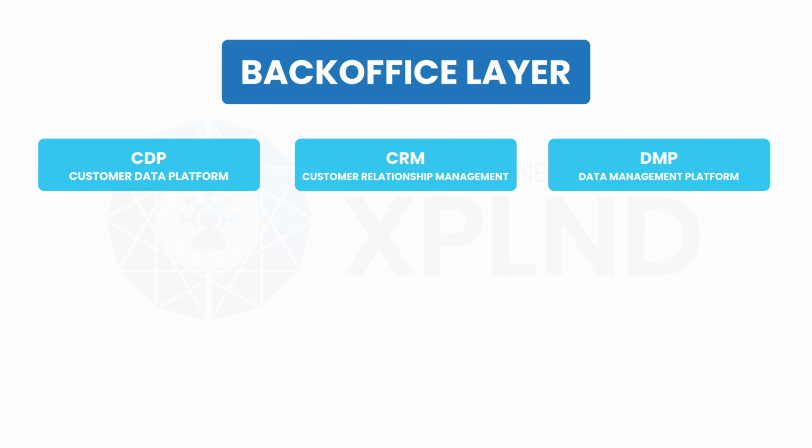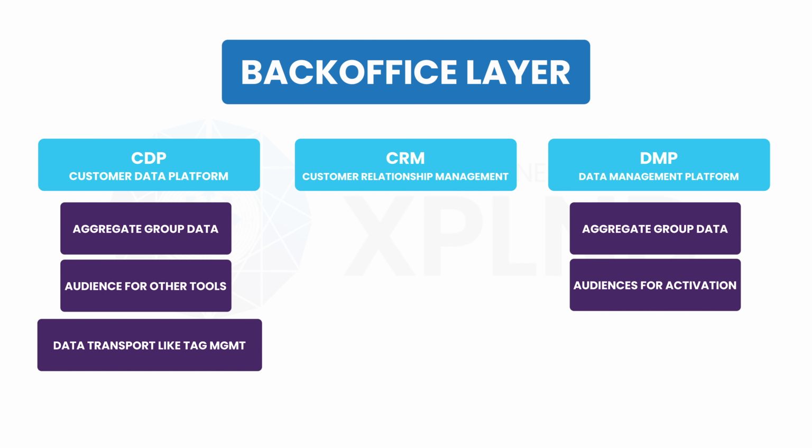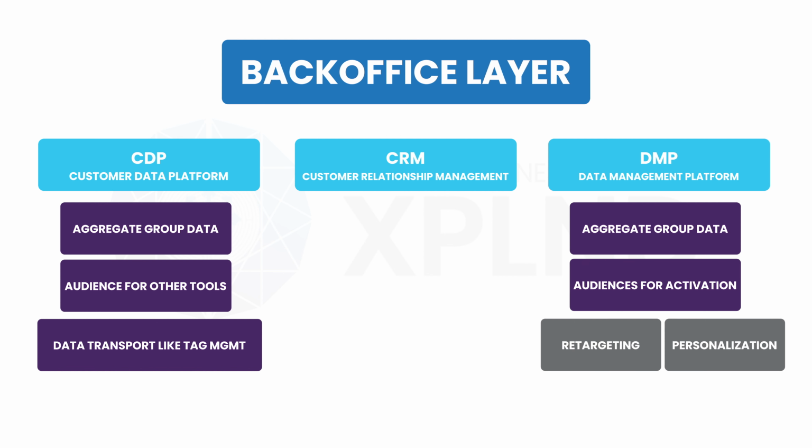They often get confused. Basically, a CDP is looking at aggregate group data, and it's looking for audiences that you can use with other tools, so like integration, usually analytical tools. Whereas a DMP, which is also looking at aggregate group data, is looking at audiences for activation, so personalization, programmatic advertising, retargeting, those kinds of services. CDPs also do a little bit of data transport, kind of like tag management, but they do two-way. And they're not purpose-built like tag management, but they can do some of that.